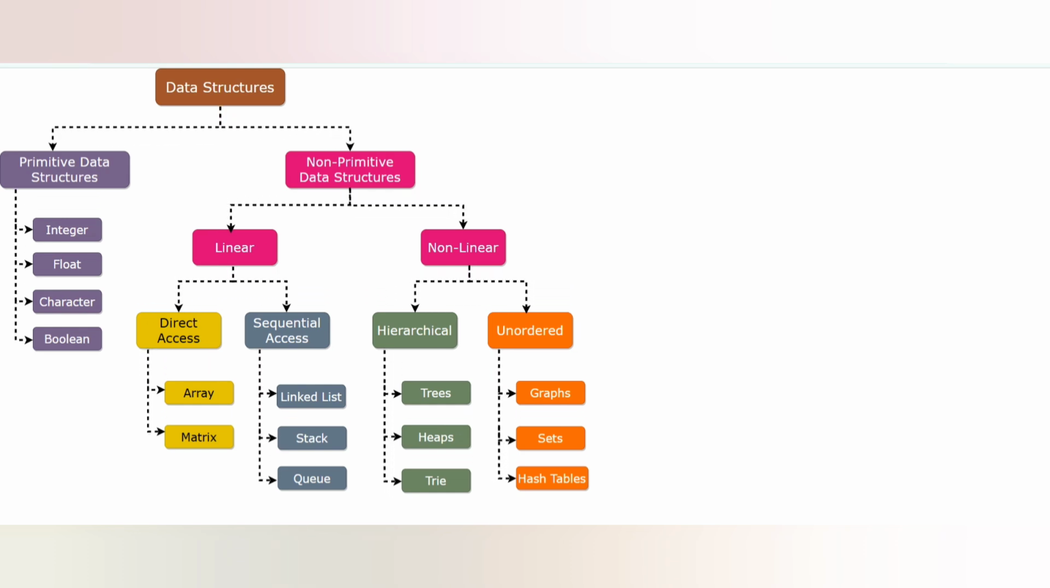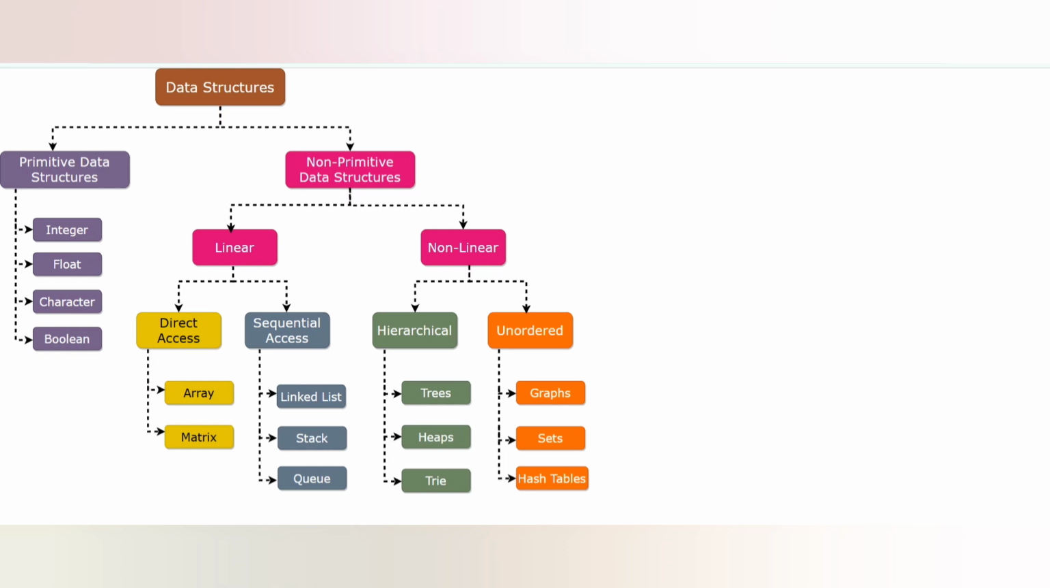Next, we move on to the non-linear data structures. In this non-linear data structure, there are two types. First one is hierarchical, another one is unordered. Coming to the hierarchical, this all comes under trees. A tree is a hierarchical structure with nodes, where each node has a value and references to child nodes. Next, the heap data structure, heaps, and another one is trie. Coming to unordered data structures, these are graphs, sets, and hash tables.